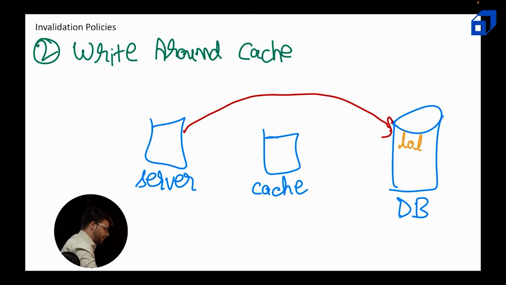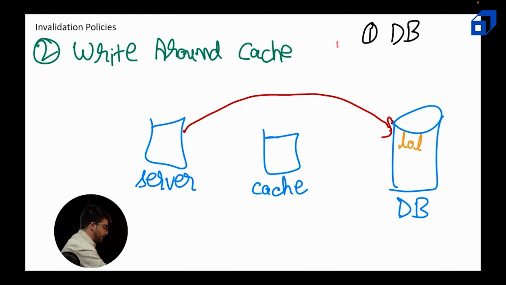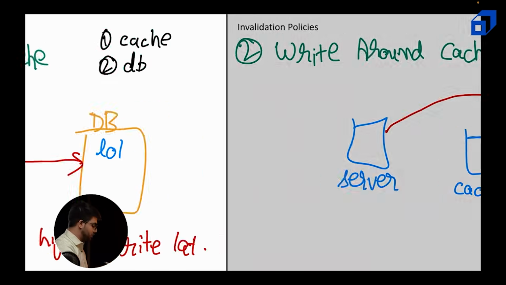So this is the difference between write through and write around, and you can naturally see there is going to be a change in the write latency, because earlier we were writing at two places and now we are writing only in the database. Earlier we were writing first to cache and then to the database, and now we are writing only to the database. Now this gets rid of the previous issue that we had.